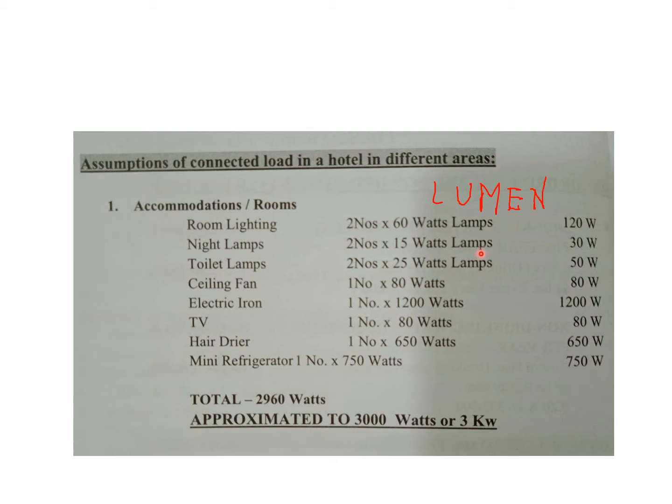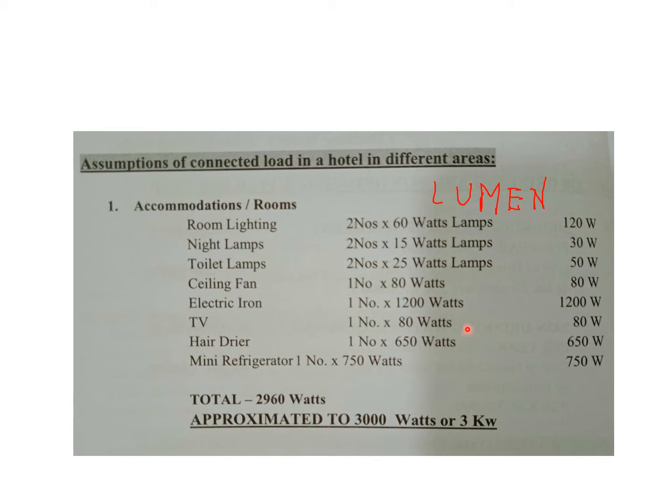The cost of the bulb might be more, but the life is also good, and the power consumption, instead of 60 watts, if you had only 10 or 15 watts, you're reducing the power consumption to a quarter. For the same illumination, you're using less wattage. The load reduces. And you have considered lamps, toilet lamps, ceiling fan. Electric iron is given here as 1200 watts. Hair dryer 650 watts, TV 80 watts.